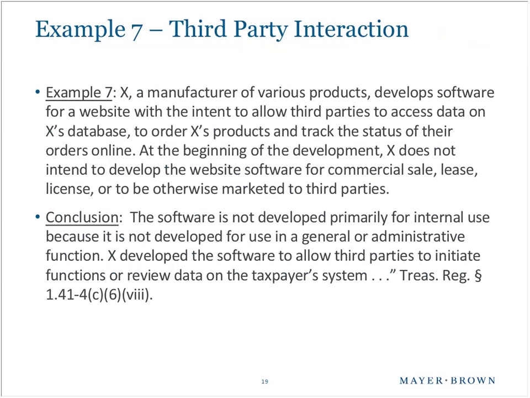Here we have a taxpayer who is a manufacturer of various products, and they're developing software for a website with the intent to allow third parties to access data on that website in order to order products and track the status of their orders. At the beginning of the development, the taxpayer does not intend to develop the website for commercial sale or otherwise market it to third parties. And as Bill had described in the last slide, this is a very common type of app example that the regulations are providing here.